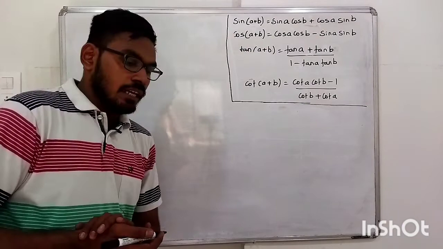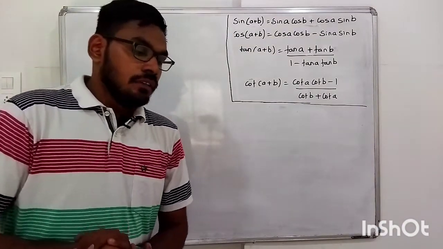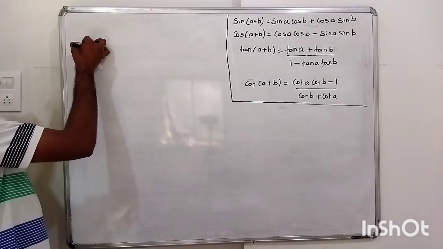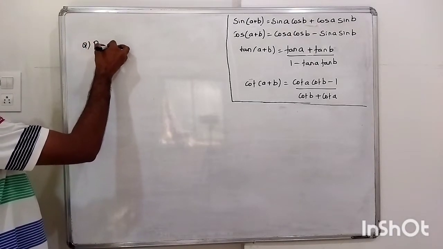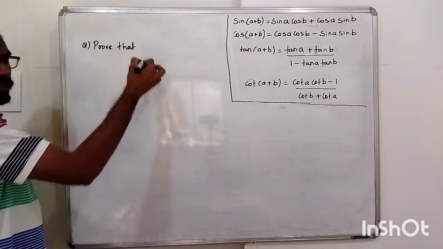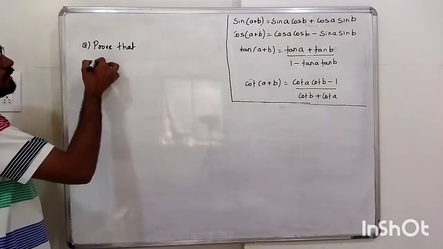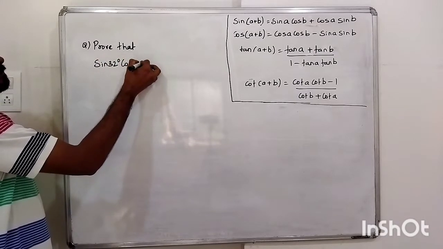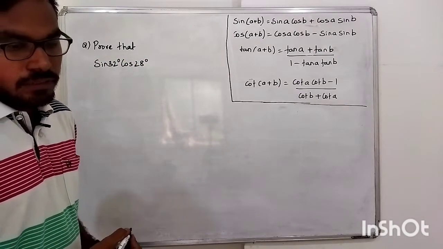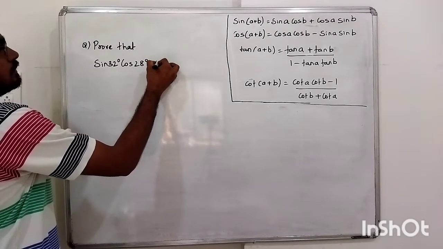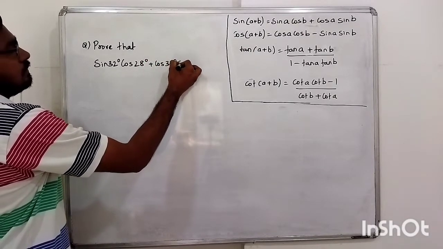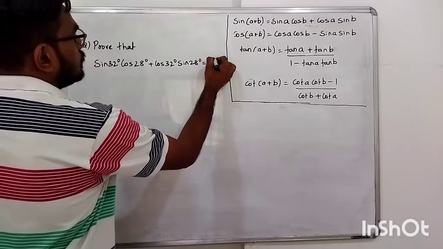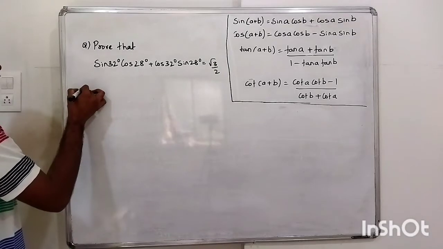Okay, so next type of problems we'll do now. Okay, so this next type of question: prove that sin 32 cos 28 plus cos 32 sin 28 is equal to root 3 upon 2. So we have to prove this.